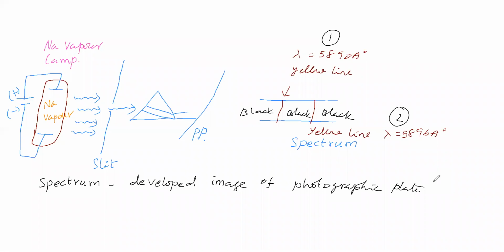Now, what is the meaning of this developed image? This image is nothing but radiation. This radiation comes from where? From the sodium vapor lamp. The lamp is glowing, which means it is emitting radiation. Which wavelengths are present in this radiation? How do we know it? Using this graphical paper only we can come to know it.